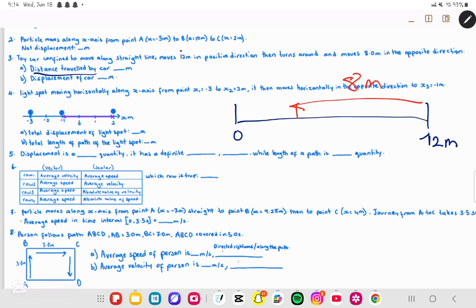So first it moves 12 meters in the positive direction and then 8 meters in the opposite direction. That means it is at which place? It is at the place of 4 meters. Now, the distance traveled by the car.